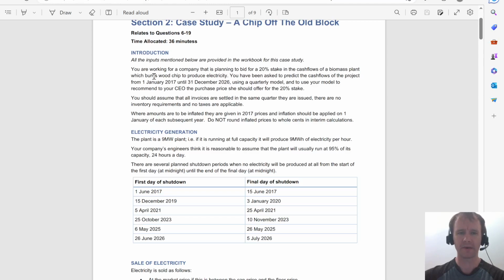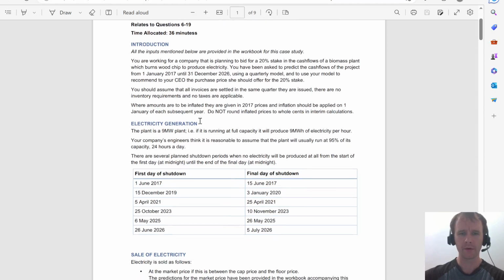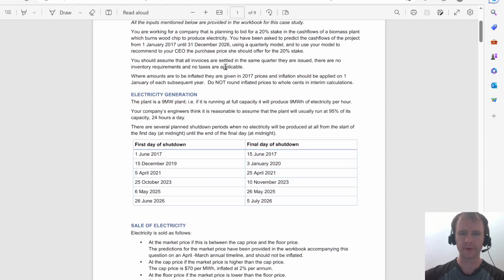of a biomass plant, which burns wood chip to produce electricity. Predict the cash flows of the project from 2017 until 26 quarterly, and use your model to recommend the purchase price the CEO should offer for a 20% stake. Assume all invoices are paid in the same quarter, so everything happens at the end of the quarter. No inventory requirements and no taxes are applicable.